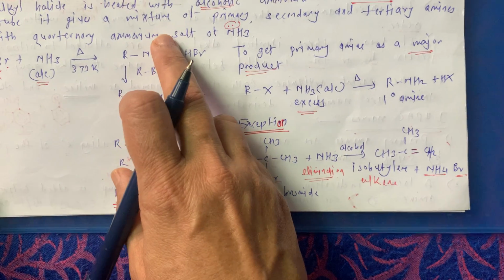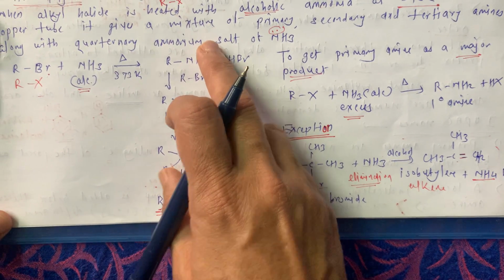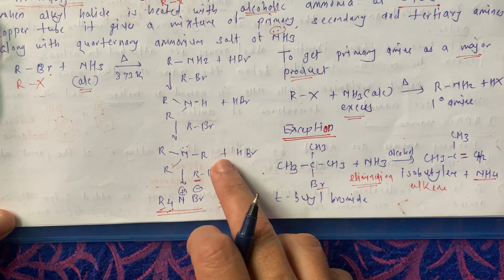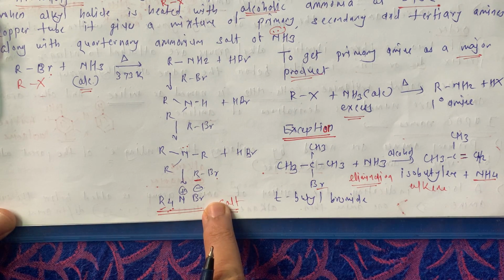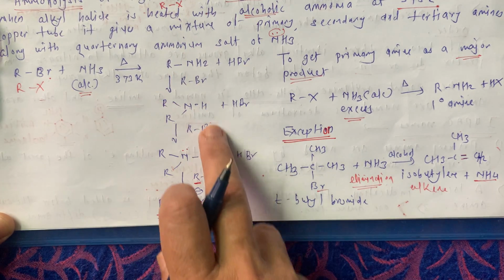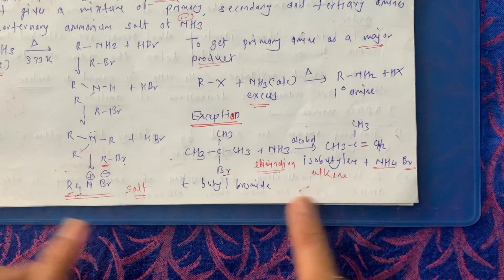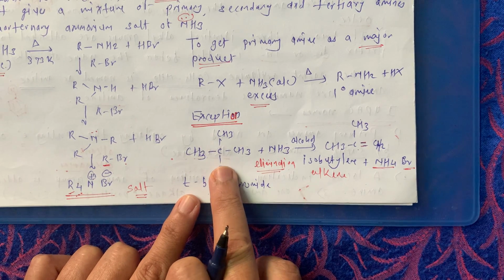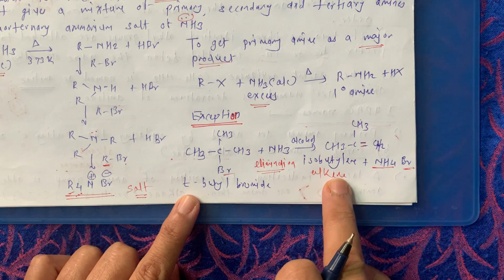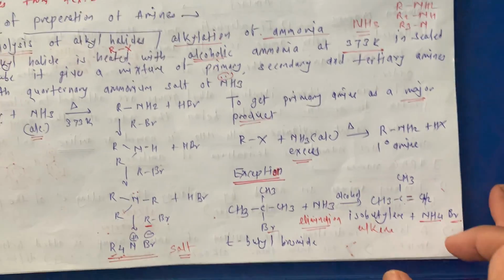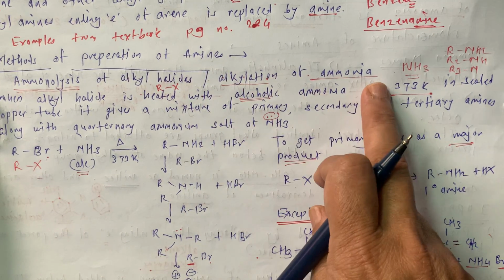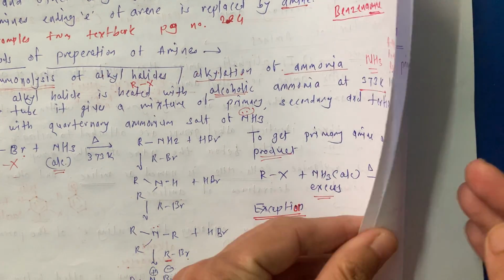Primary alkyl halides will give you primary amines, then secondary amine, then tertiary amine, then quaternary salt. These are all substitution reactions. But if you start with a tertiary alkyl halide, that gives you elimination, and so there is formation of alkene. So this is all for aminolysis of alkyl halide or alkylation of ammonia.